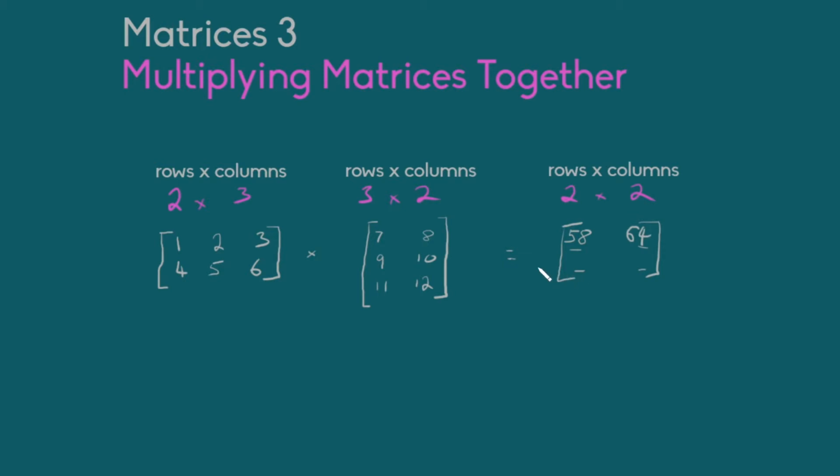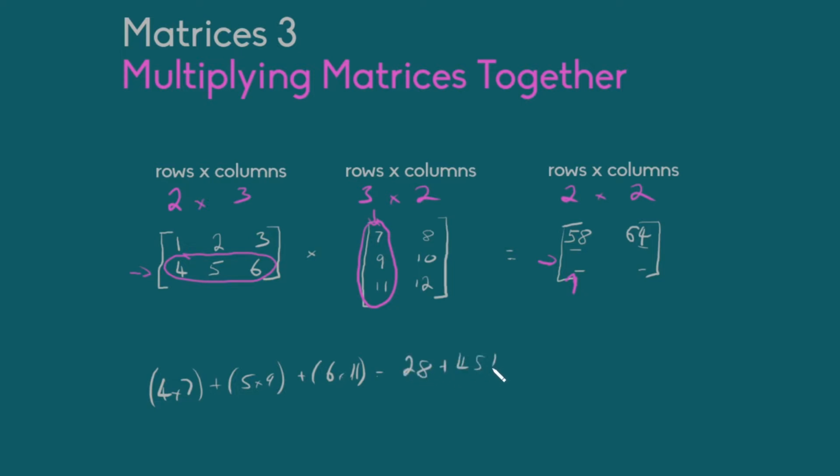If then we wanted to get the bottom left corner of our resulting matrix, we want to think about going this time along the second row of our first matrix, but again down the first column, because we want the first column of our resulting matrix. So this is going to give us 4 times 7, plus 5 times 9, plus 6 times 11, and again that's going to give us 28, plus 45, plus 66, which is 139. And so we can put 139 in that particular slot there.